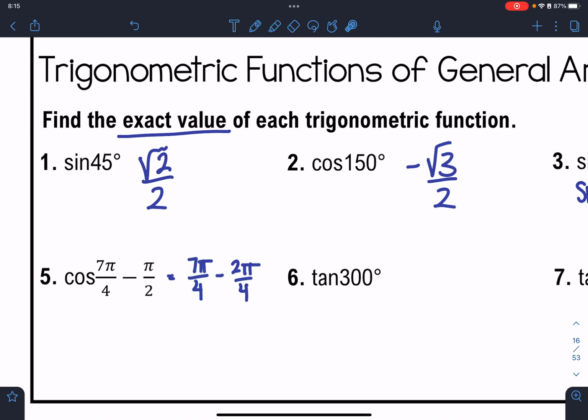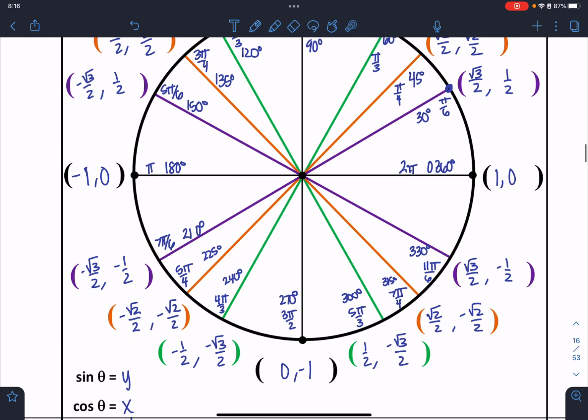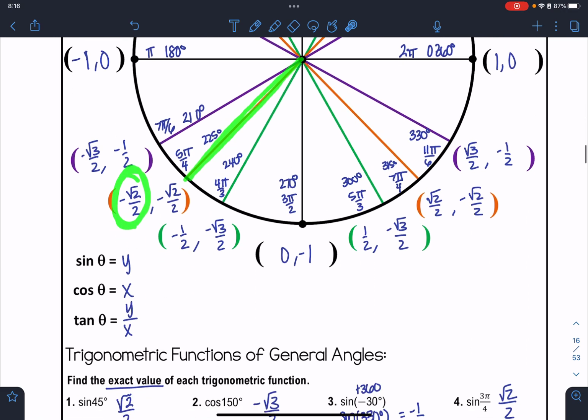7 pi and 2 pi, think of that pi as an x, right? 7x minus 2x would be 5x. So this would be 5 pi over 4 is really what we're trying to figure out. Cosine of 5 pi over 4. Okay, so then we can locate that one. 5 pi over 4 is right here. That is 225 degrees. Cosine, we're looking at the x value, so negative root 2 over 2.